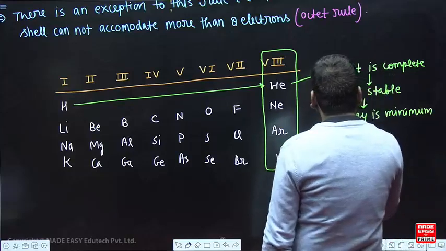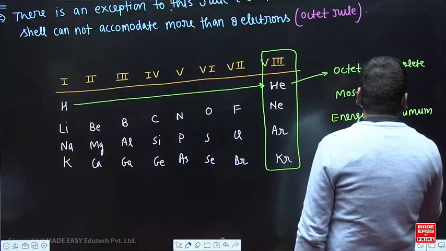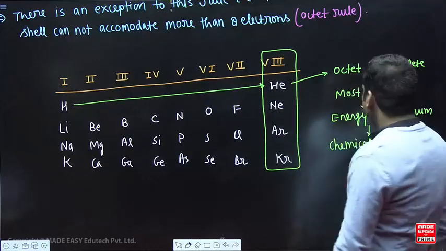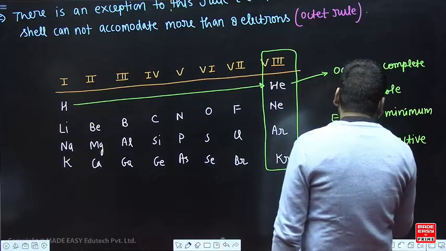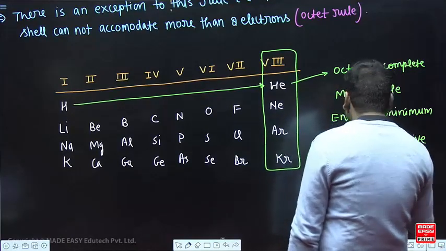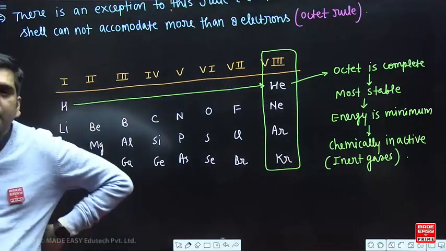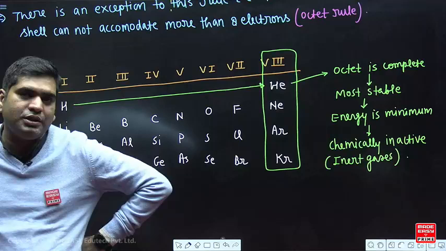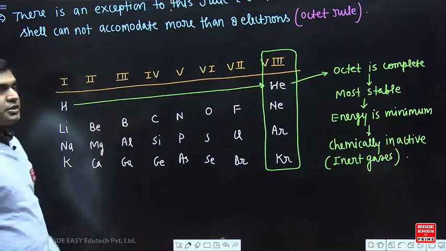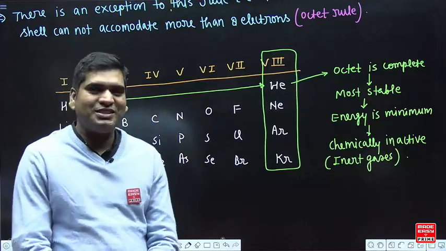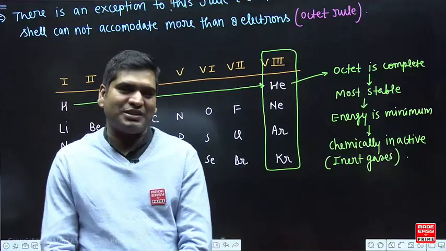So they are chemically inactive. Chemically inactive means inert. That's why they are known as inert gases. And if they are inert, they will not participate in any bonding process, they will not participate in any chemical reaction, they will not participate in anything. But except this group, all other elements have incomplete octet. And if they have incomplete octet, they will try to complete their octet.